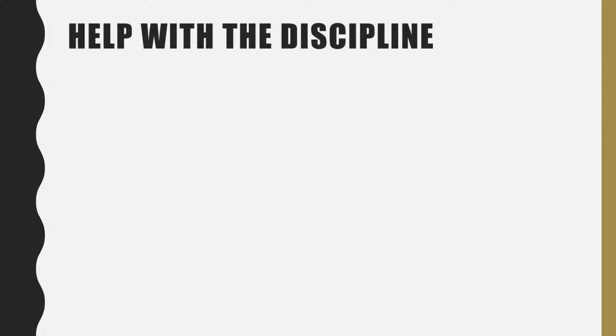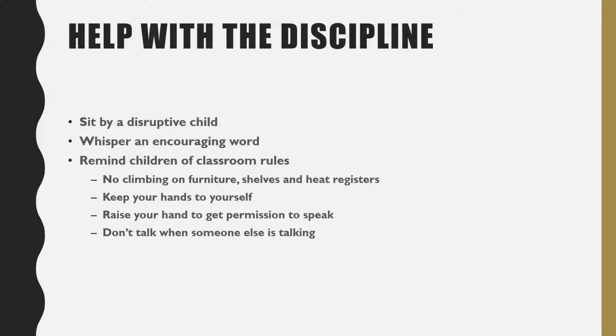Then we want to talk about helping with the discipline. Sometimes it means sitting with a disruptive child, or whispering an encouraging word. Remind children of what the rules are. They shouldn't be climbing on furniture. They shouldn't be on the shelves or on the heat register. They should keep their hands to themselves. Raising hands when they want to talk is important, as well as not talking when someone else is talking. Reviewing the rules often is important to help maintain order in the classroom.